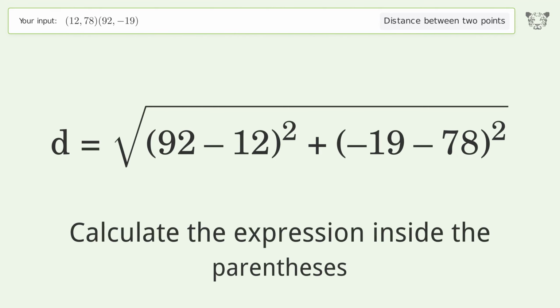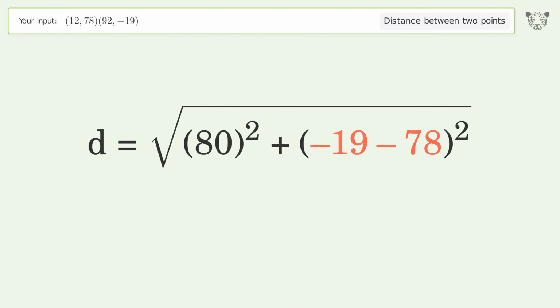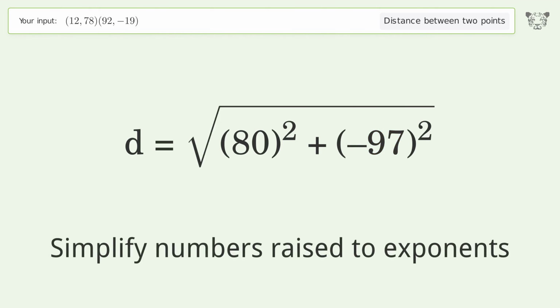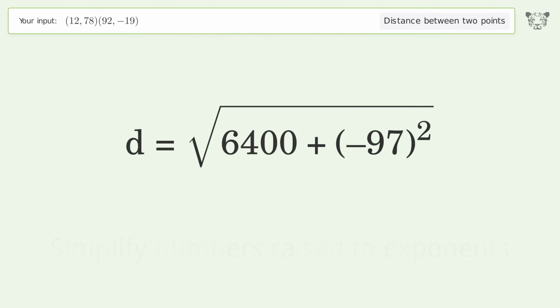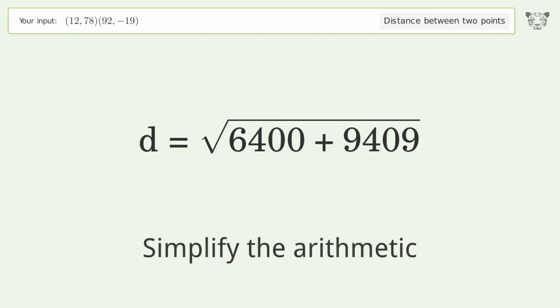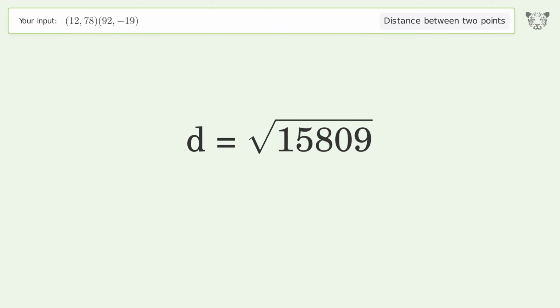Calculate the expression inside the parentheses. Simplify numbers raised to exponents. Simplify the arithmetic. And so the distance between the 2 points is the square root of 15,809, or 125.734.